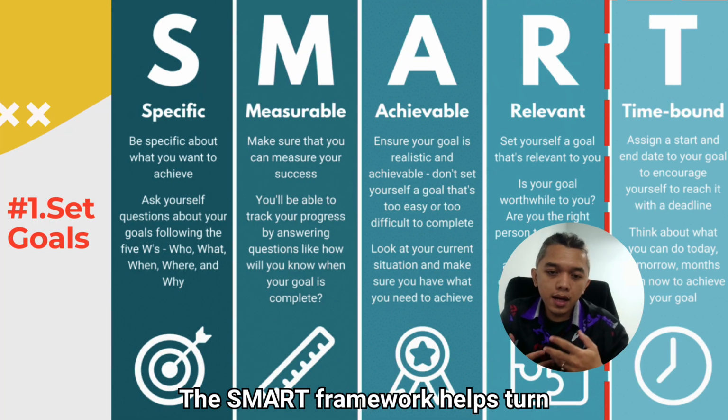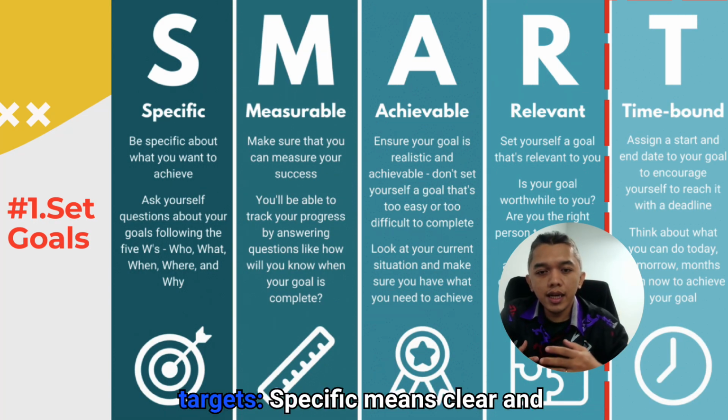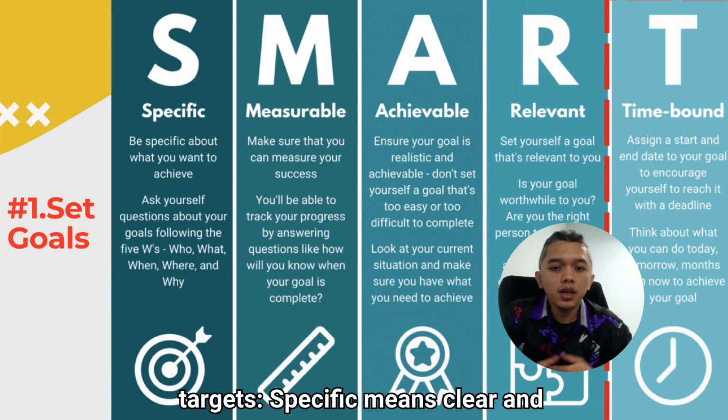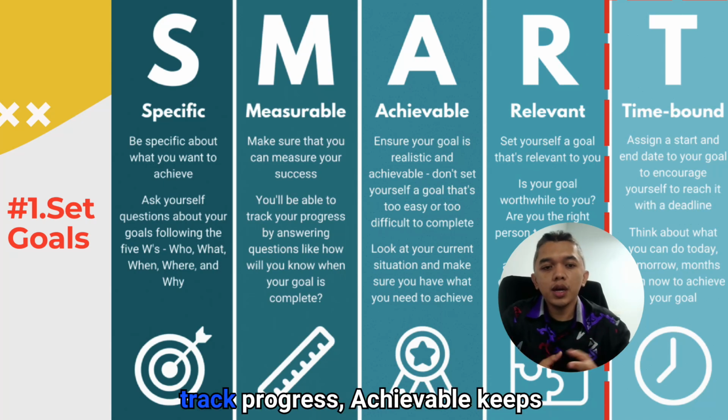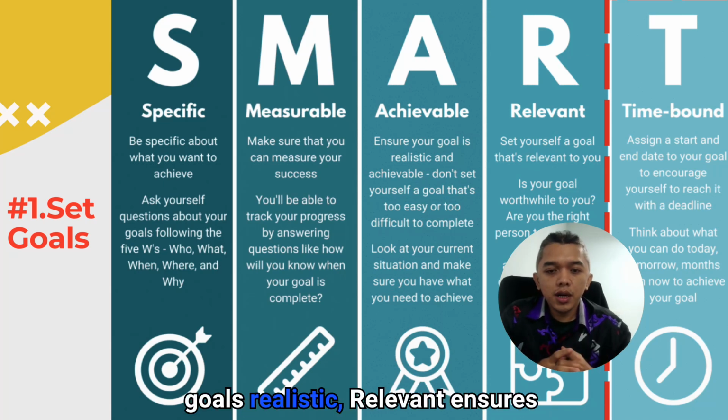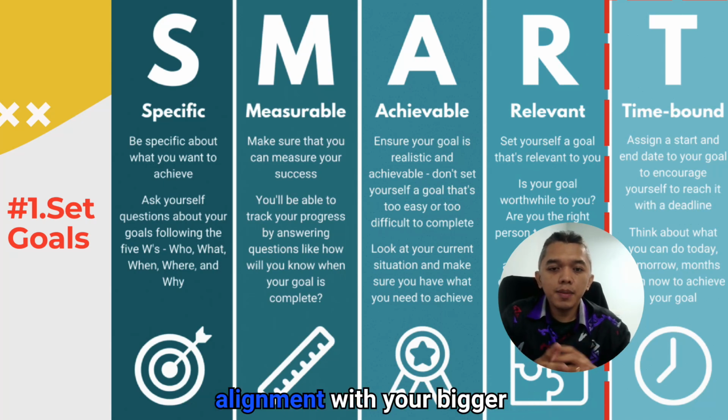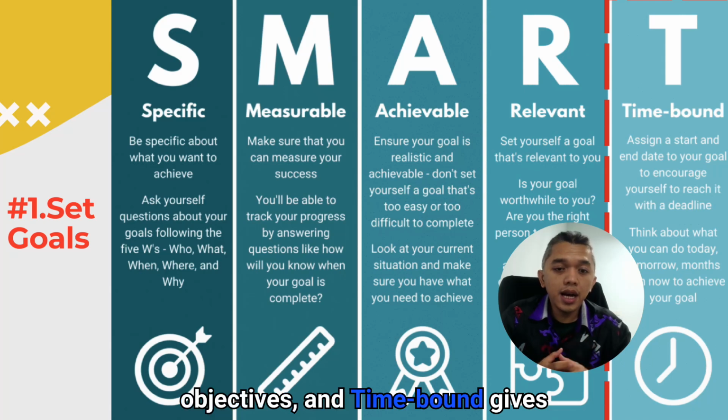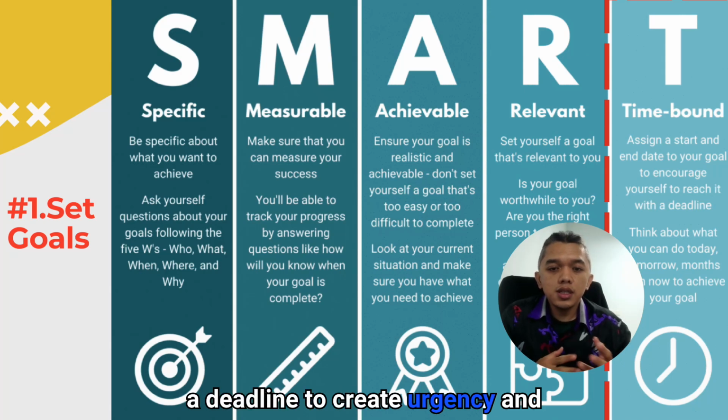The SMART framework helps turn vague ambitions into concrete targets. Specific means clear and focused, measurable lets you track progress, achievable keeps goals realistic, relevant ensures alignment with your bigger objectives, and time-bound gives a deadline to create urgency and momentum.